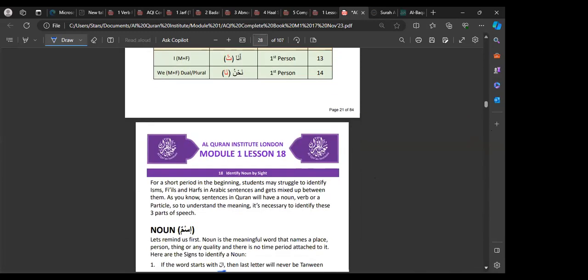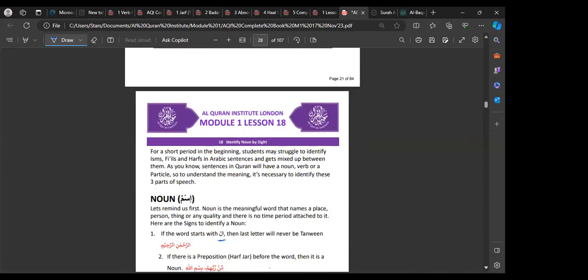And then in terms of practice for the signs of nouns, verbs, and harf, this is what we did with Surah Al-Baqarah. Just go through Surah Al-Baqarah and work out, is this a noun, is this a verb, is this a particle, and you have these 3 pages to refer to, inshallah.